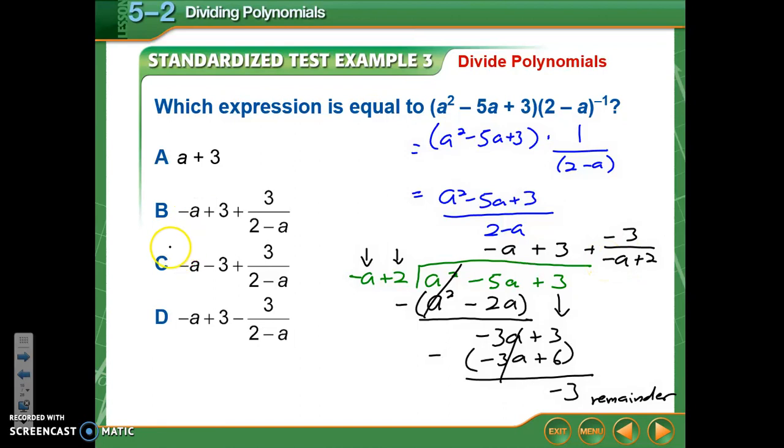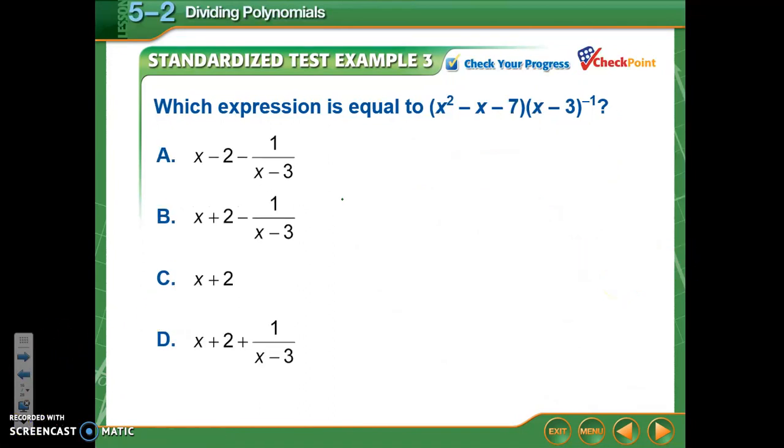Or another way to write it, as you can see over here, is what it looks like in D. Negative a plus 3, and instead of writing plus a negative, they just made this a subtraction right here. And instead of writing negative a plus 2, they wrote 2 minus a. Same thing. So D would be your answer in this.